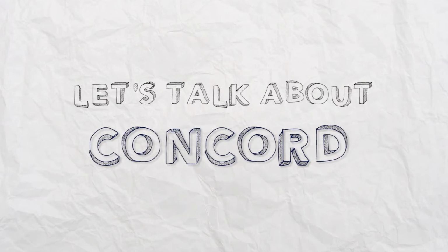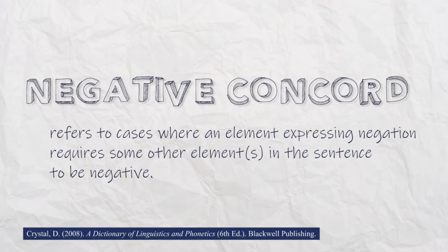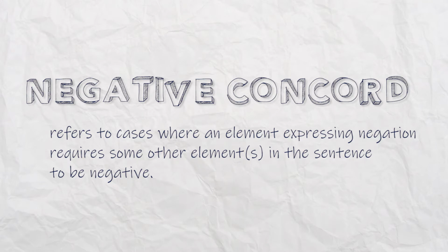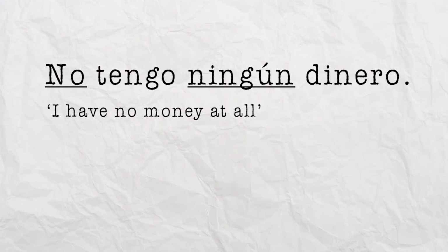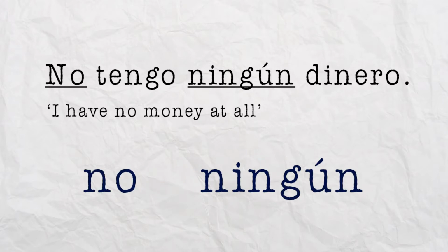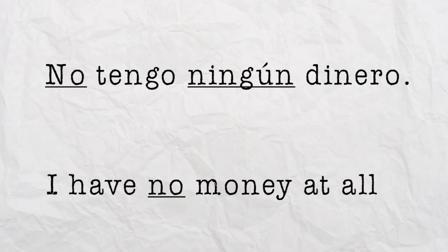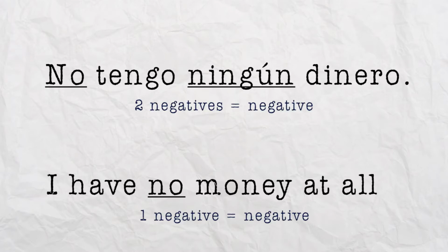The discussion of concord can be taken to the discussion of negatives. There's a kind of concord which is called negative concord. Negative concord refers to cases where an element expressing negation requires some other element in the sentence to be negative. For example, in Spanish, if you say no tengo ningún dinero, I have no money, you use ningún, which means no, but you also say no tengo. You don't say no tengo algún dinero, which would be the positive form. But the translation in English would be one negative.